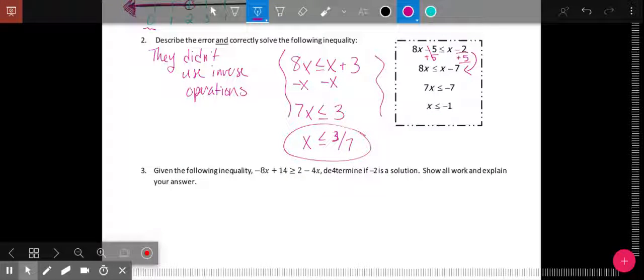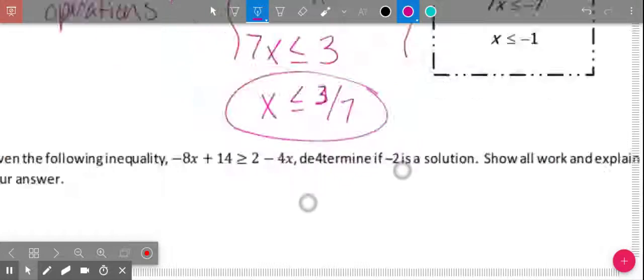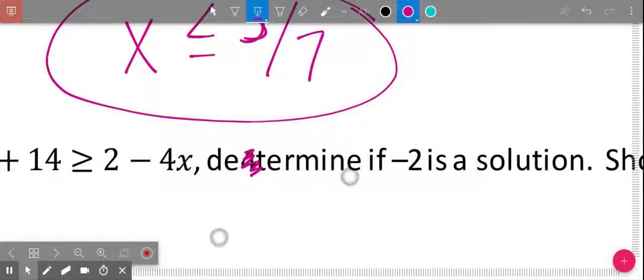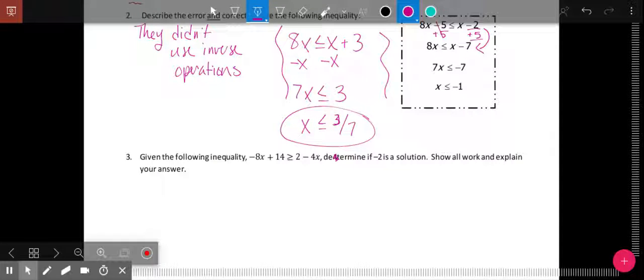All right, looking at number 3. It says, given the following inequality, negative 8x plus 14 is greater than or equal to 2 minus 4x. Determine, I don't know where that 4 came from, ignore that. Determine if negative 2 is a solution. Show all work and explain your answer.